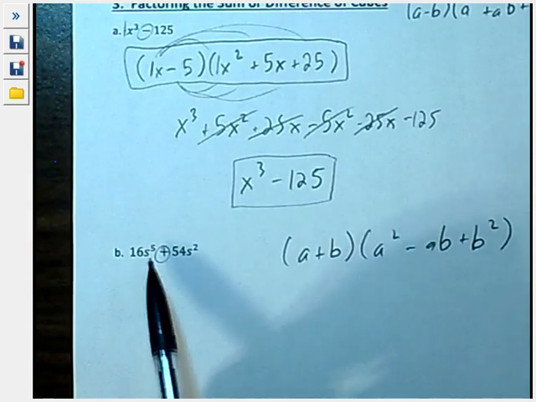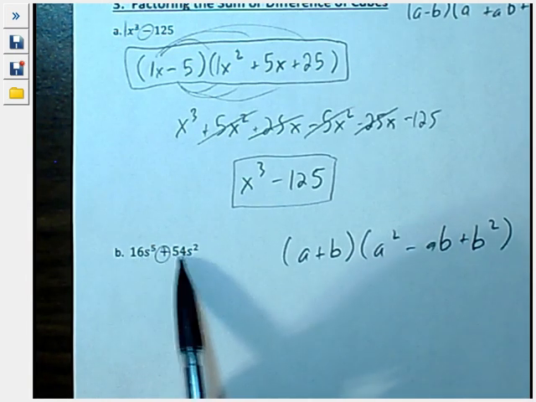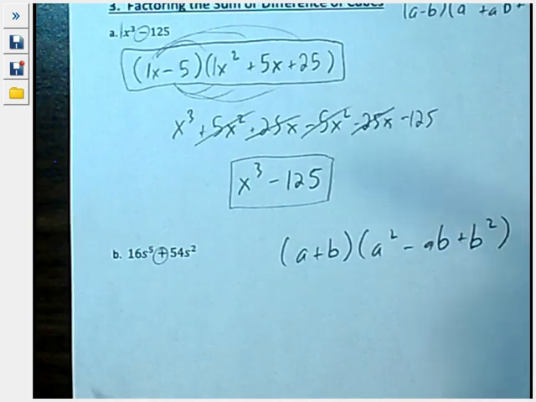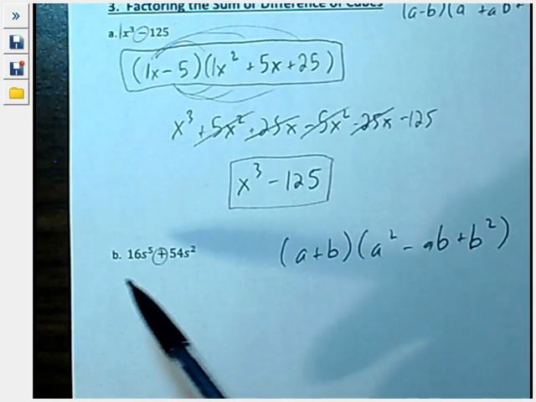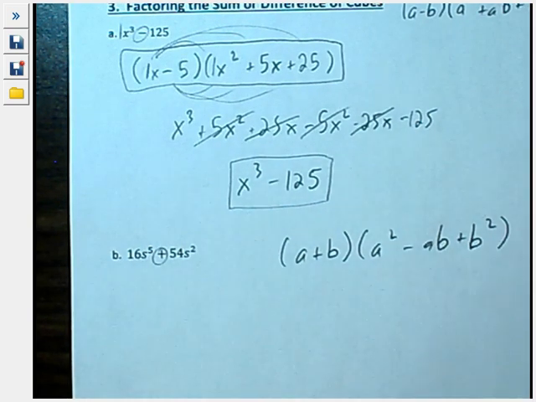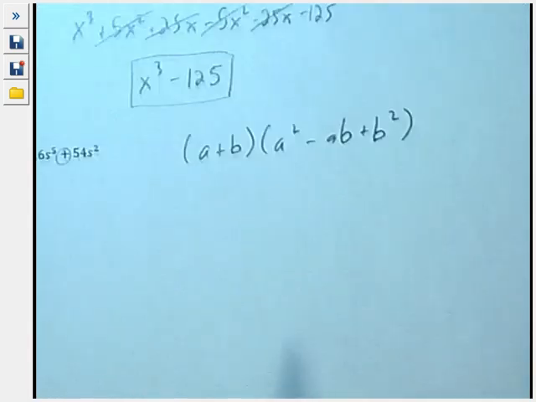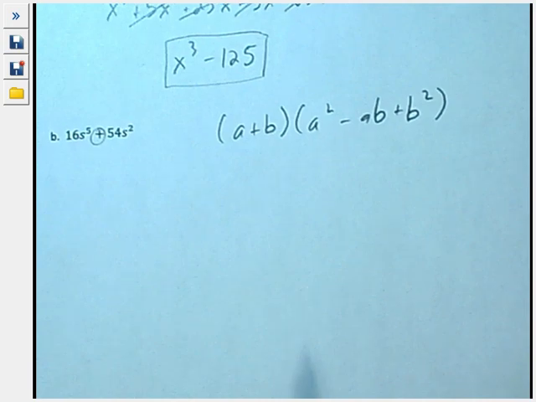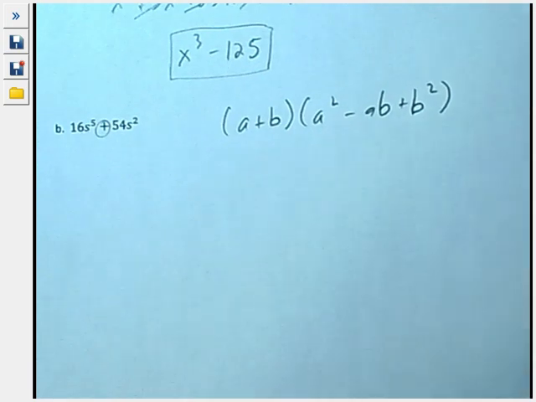Now the problem here is we've got 16s to the fifth and 54s squared. We can't take a cube root of 16 because there's no perfect cube root of 16. There is no perfect cube root of 54. That's because we still have a little bit of cleaning up to do first, because we're always going to try and remove the greatest common factor. There's a greatest common factor in here that we weren't aware of when we initially started.